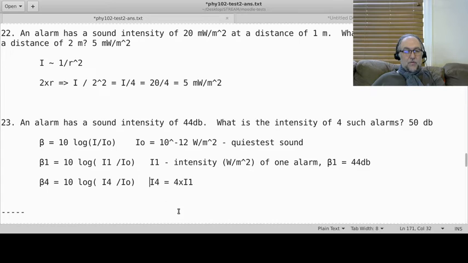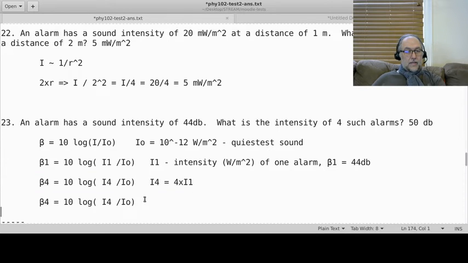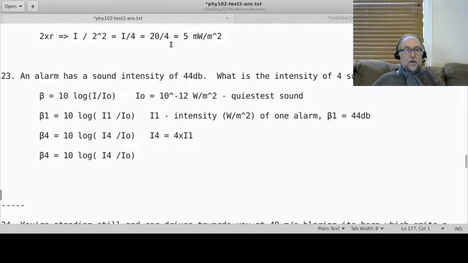They're like any other unit you've ever dealt with. And so if you have one alarm and it has intensity I1 and you have four of them, then it's going to be four times I1. And so we have that. So let's put this into that right there. So on the next line, instead of I4 here, let's replace that with 4 times I1. So 4 times I1 like that. And let me group those two together. Put that over there like that.